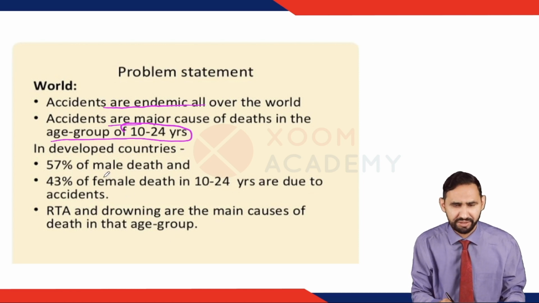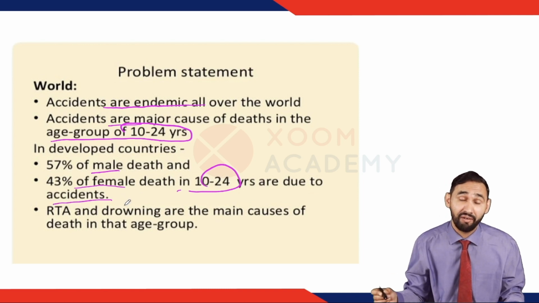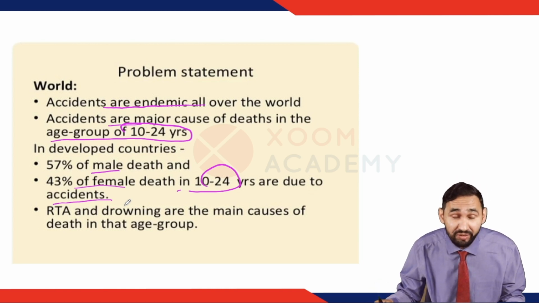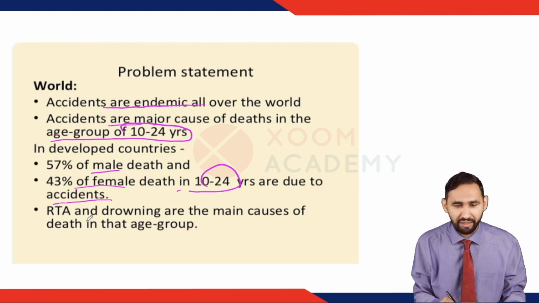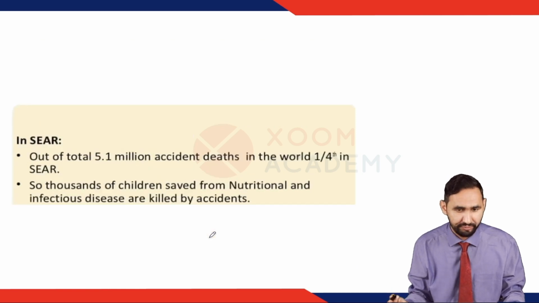In developed countries like America and the UK, 57% of male deaths and 43% of female deaths from 10 to 24 years were due to accidents. This is quite a huge number. Of persons 10 to 20 years of age, 57% of males and 43% of females are dying due to accidents. Road traffic accidents and drowning are the main causes of death in that age group. After accidents, there is drowning.